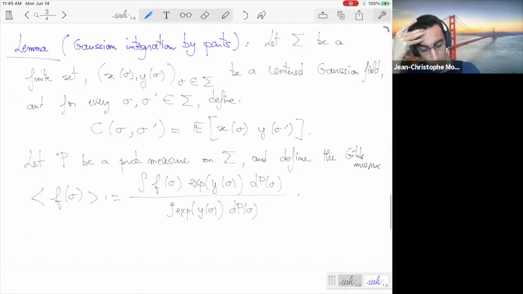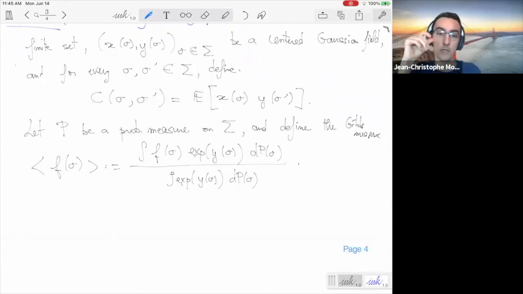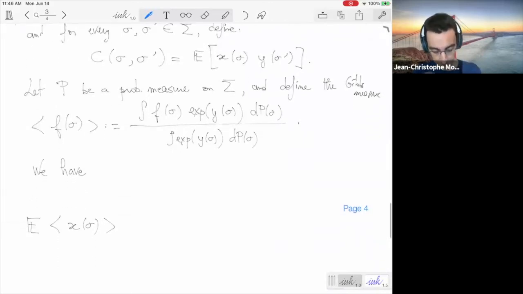Okay, so we have all our ingredients. There is a Gibbs measure, and there is an extra Gaussian field X, and what I want to know is the expectation of this field. There are two layers of randomness here, and we have to keep track of each.